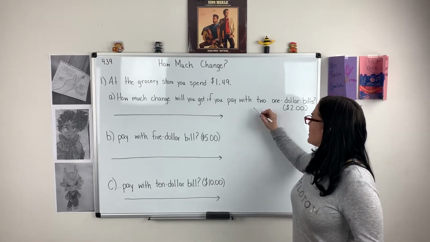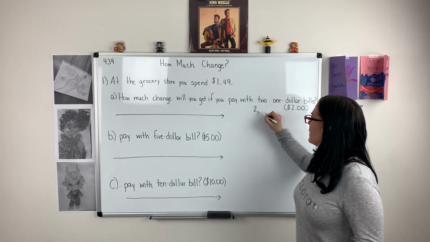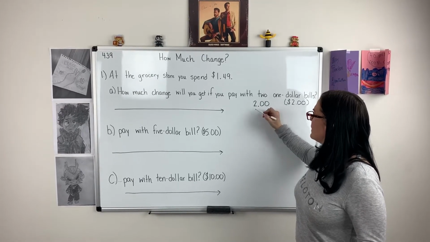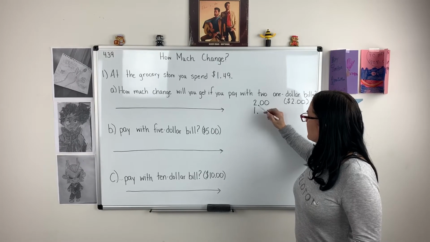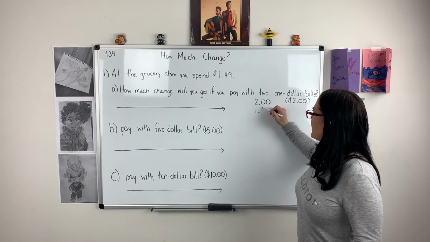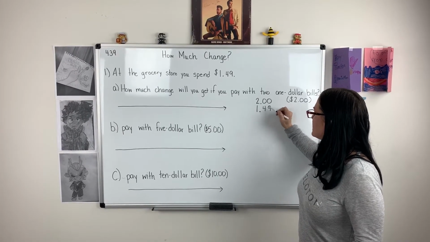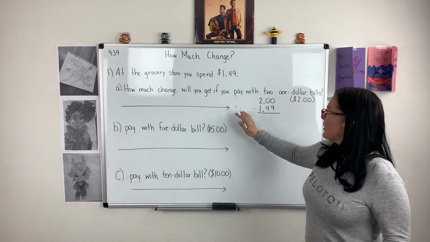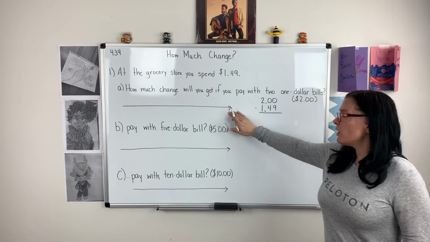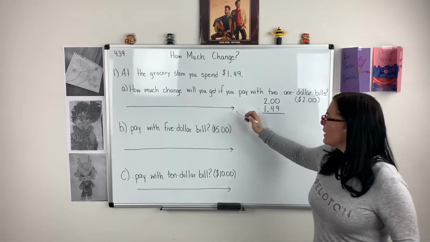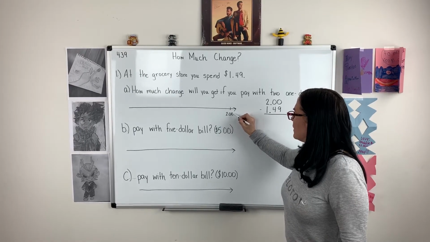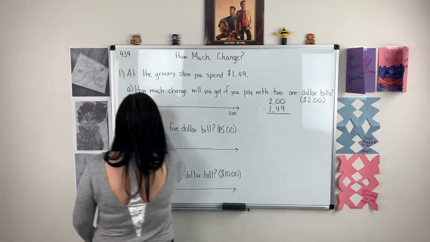I'm going to write my traditional algorithm, and you need to be careful and make sure you line up everything in the correct spot and keep those decimal points in the correct spot to help you solve. So I set it up. I'm going to make this just like we've done our other problems. I'm going to make my $2 over here, and I'm going to put my $1.49 on this end.